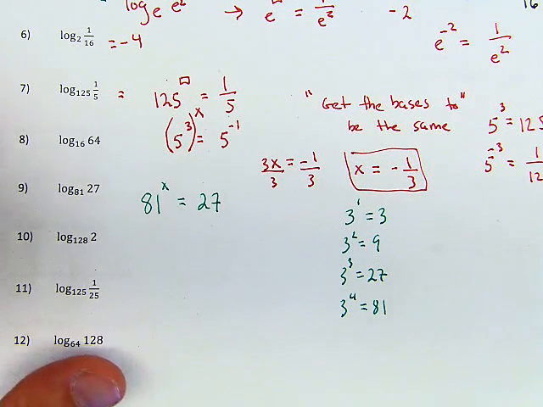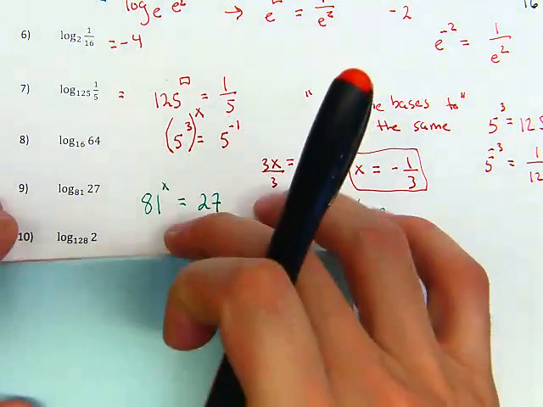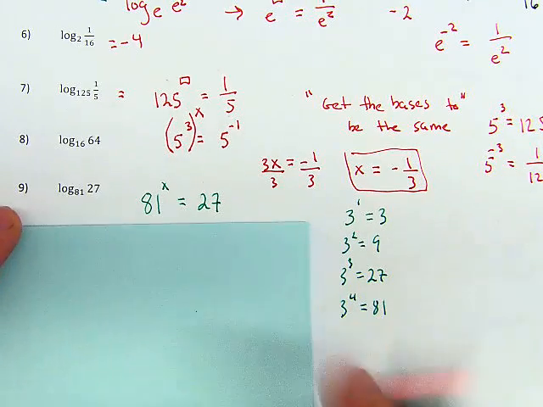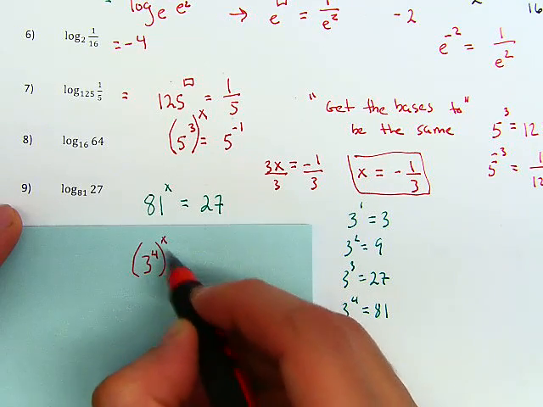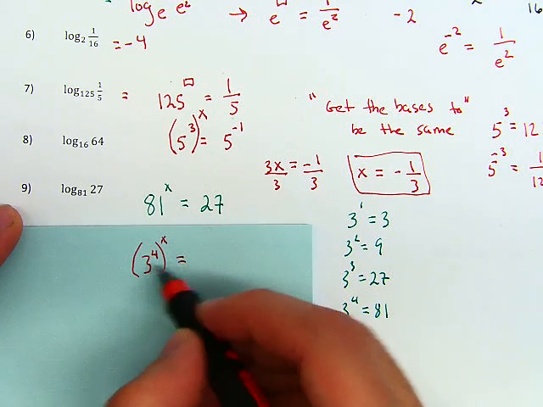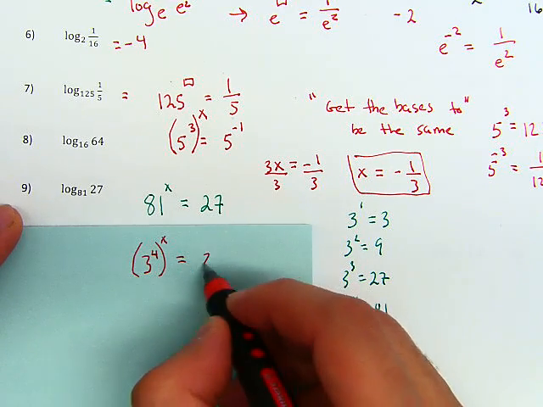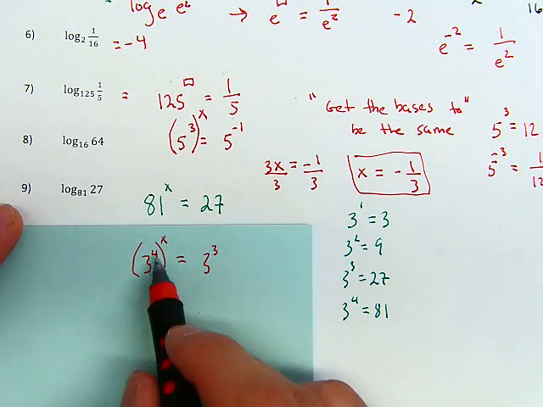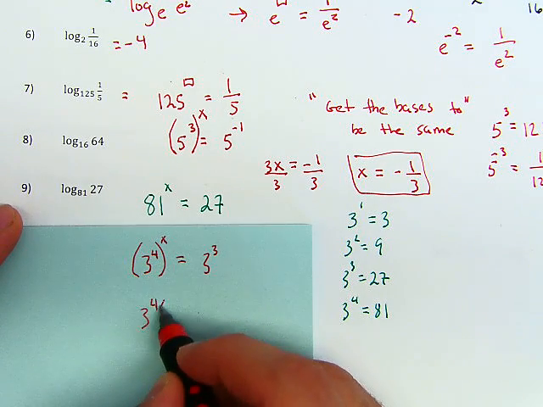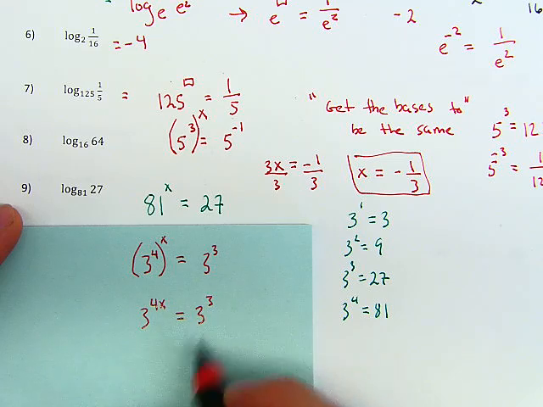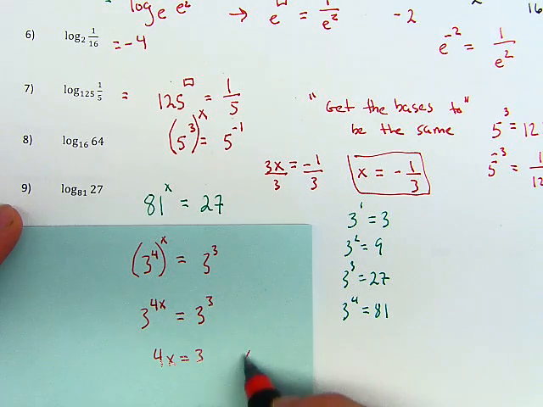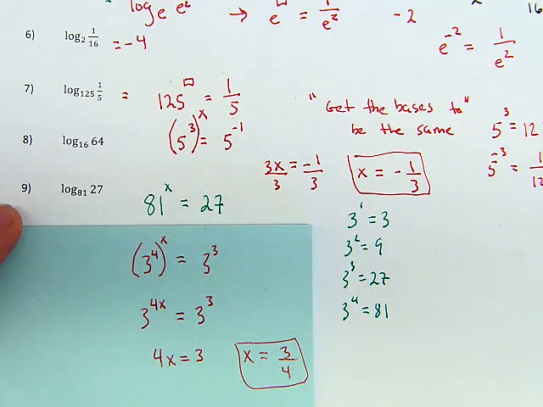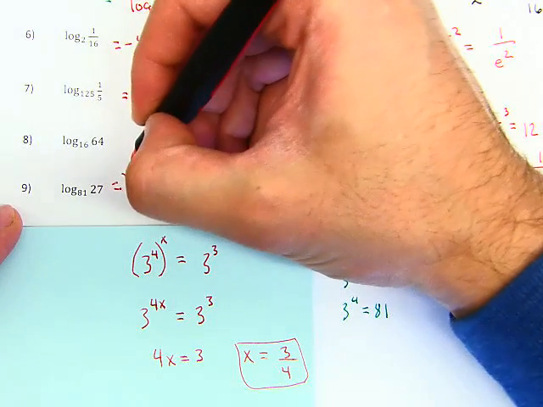So what I'm going to do is change this 81 to 3 to the 4, to the x, right? So this 81 just becomes 3 to the 4, and this 27 becomes 3 to the 3. And what's the idea? It's because now that I have 3 to the 4x equals 3 to the 3, the bases are the same, so 4x equals 3, x is equal to 3 over 4. Okay, so then this answer here is 3 over 4.